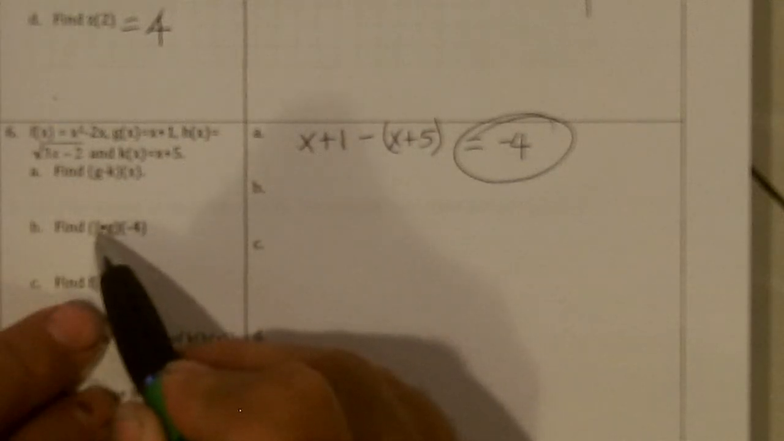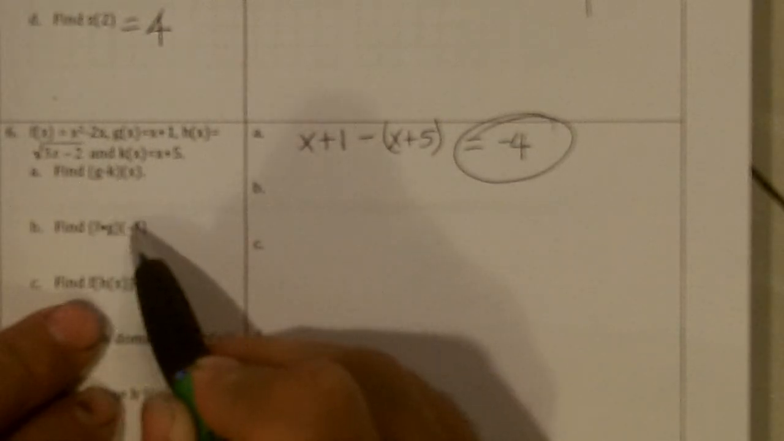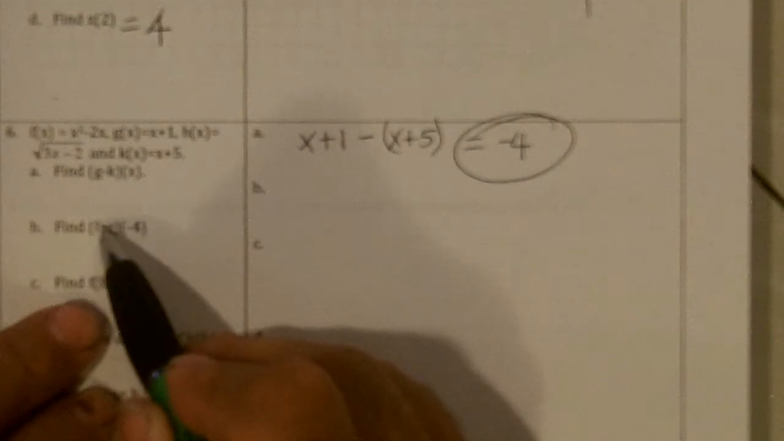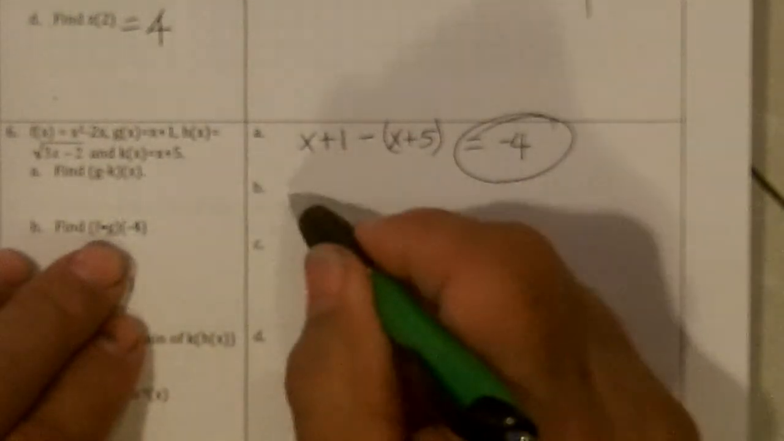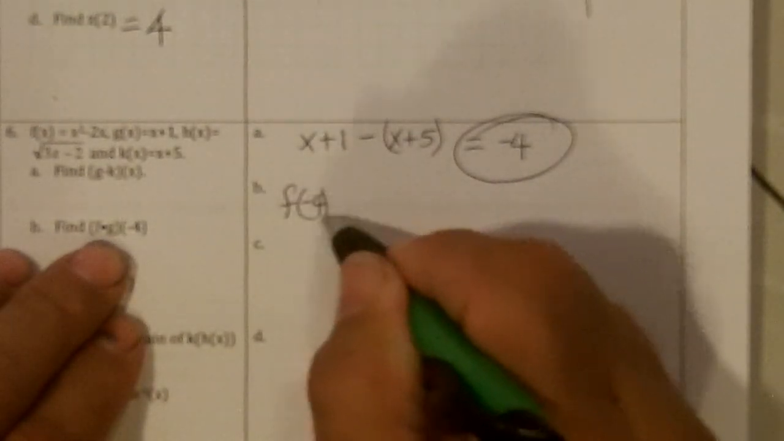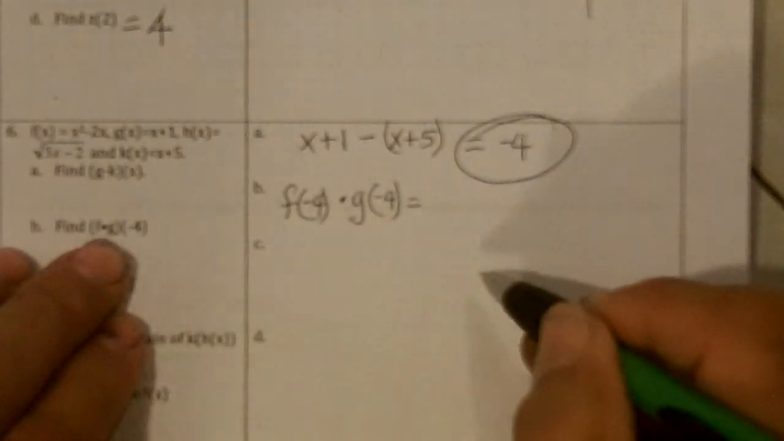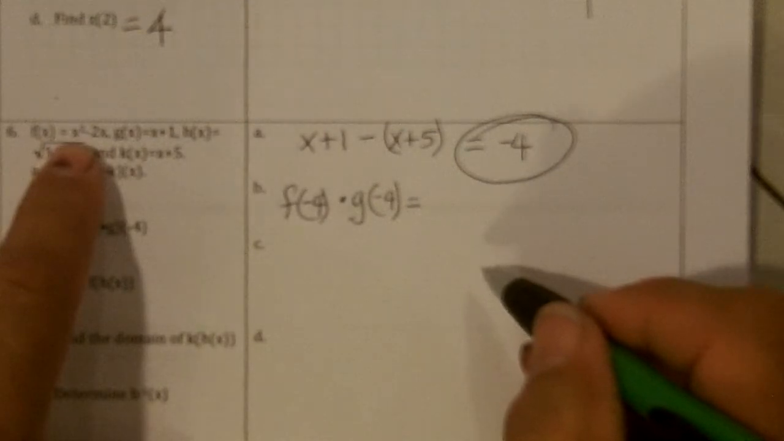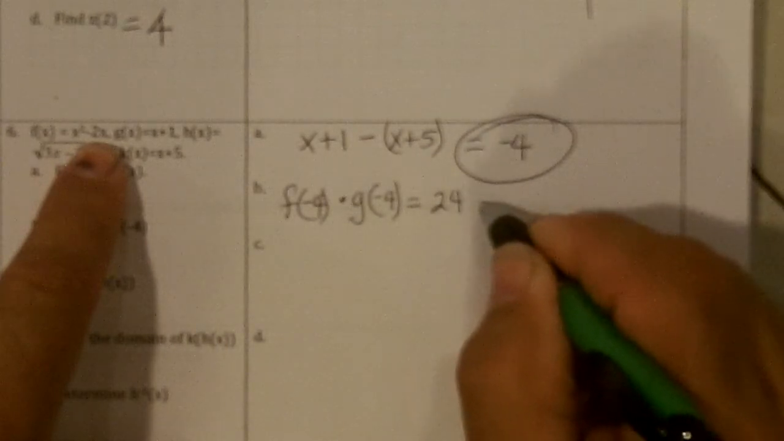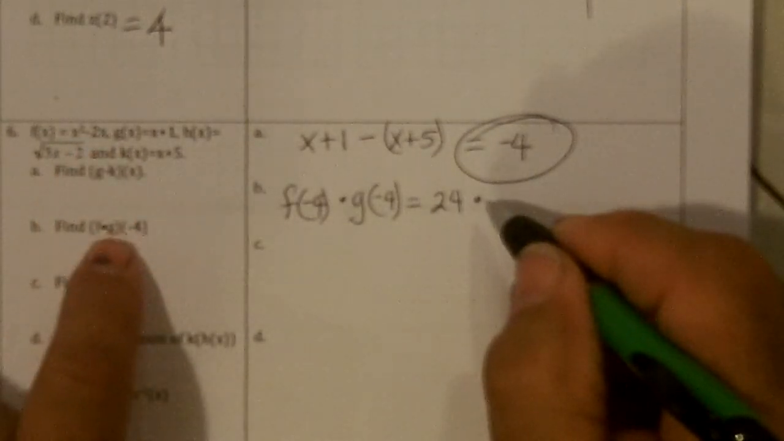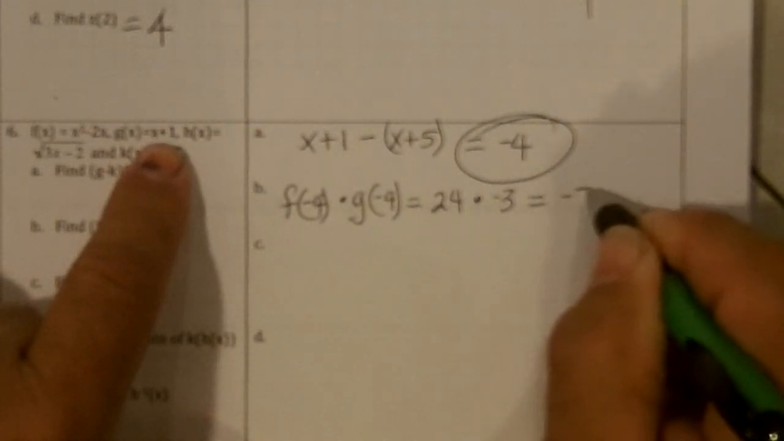B, f of g of -4. So this is times, not f of g, but f times g. So we're going to put -4 into both of them, into g, and also into f. This is not an open circle, it's a closed circle. So we're going to multiply the answer of f of -4 times g of -4. And f of -4 is 16 plus 8, 24, times g of -4 is -3, so we get -72.